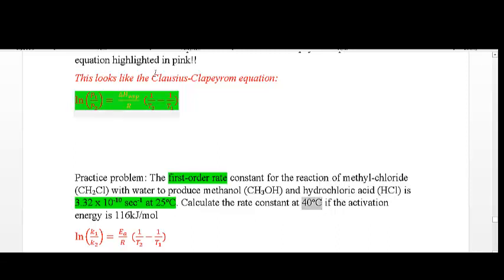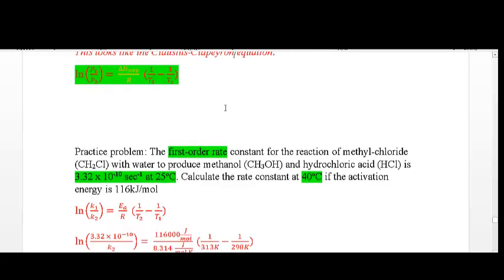The problem asks us to calculate the new rate constant at 40 degrees. We would expect it to be higher, increase the temperature, increase the reaction rate. So here we can just use the Clausius-Clapeyron equation, right? And this equation will be given to you on the exam. Okay, so go ahead and do this problem and see if you get the same answer as mine.